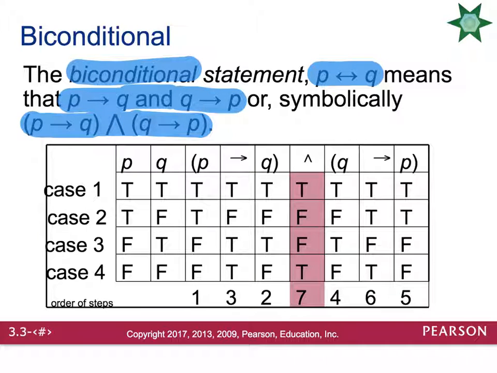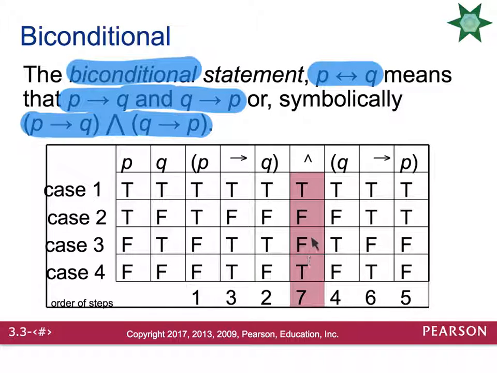Okay. In other words, if I say you will pass the class if and only if you pass exam 2, that means two things. That means if you pass exam 2, then you'll pass the class, and if you pass the class, then you must have passed exam 2. So it goes back and forth. You know, they go hand in hand together.